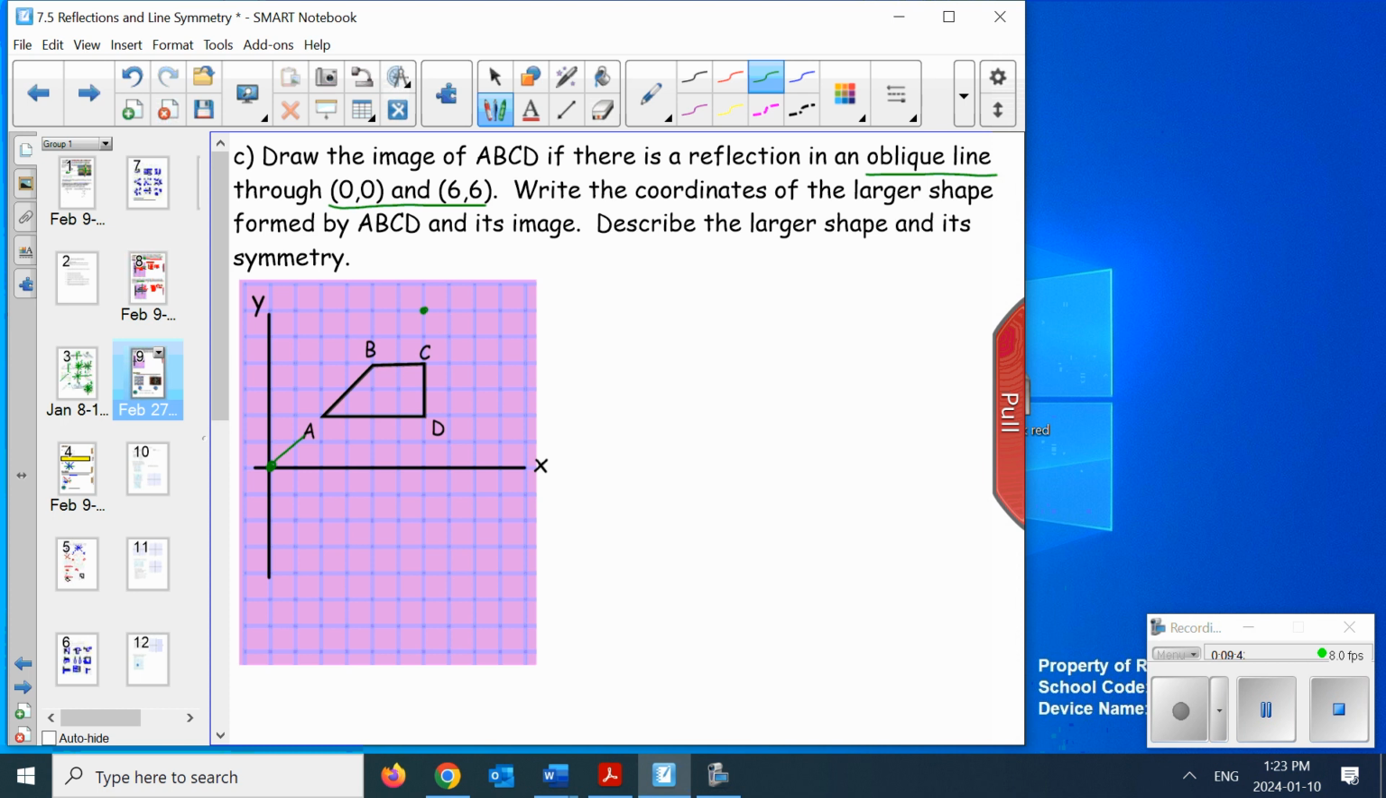Looky here. I'm going to go through it. More of a line segment, I mean, just to show you. That's my mirror line. Well, we've done ones like this. Now we just got to use coordinates.